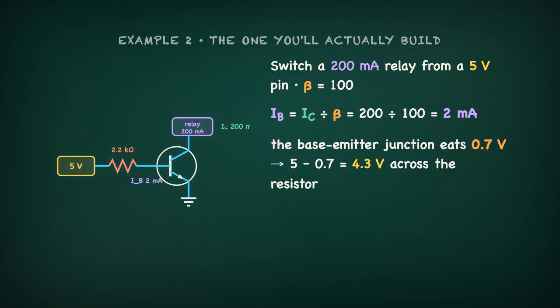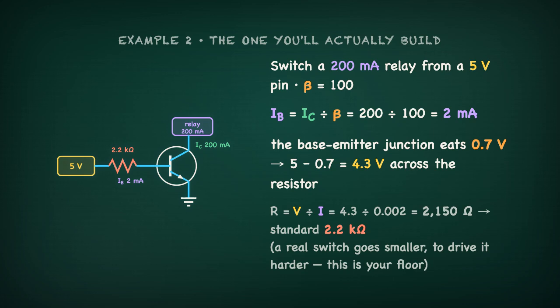Now size the resistor. Your 5 volts has to cross the base emitter junction first, and that eats 0.7 volts. So 4.3 volts is left to cross the resistor. Ohm's law. 4.3 volts divided by 2 milliamps is 2,150 ohms. Round to a standard 2200 ohm resistor. In a real switch, you'd go smaller to drive it harder, but that's your starting point.